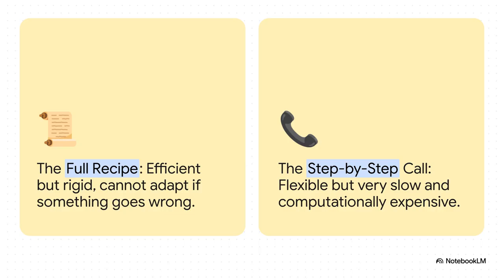But it's totally rigid. Then, on the flip side, there's the iterative plan. This is like you're on the phone with a chef, getting instructions for every single tiny action. Pick up the knife, now chop the onion. Super flexible, right? But man, is it slow and just a ton of back and forth.